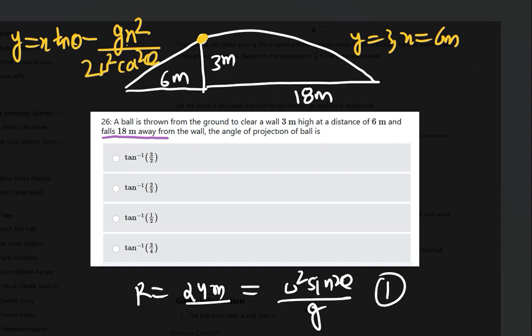I think there is a 2 also here, right? So with the help of this equation, find the value of u square. Okay, so u square is equal to how much? It will be 24g upon sin 2 theta.